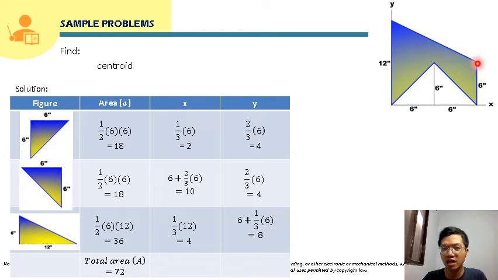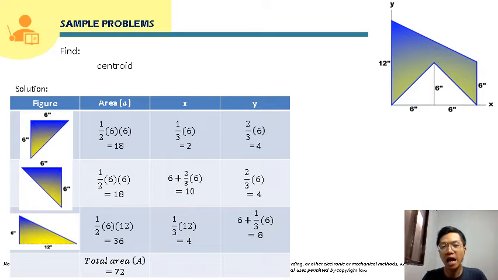its centroid is here, so the y-coordinate will be 6 plus this side. This distance will be 1/3 of 6, so this will be 1/3 of 6 plus 6. The answer for this, 6 plus 1/3 of 6, will be 8. So this will now be the y-coordinate. All the y-coordinates here are above the reference point, so they will all be positive.